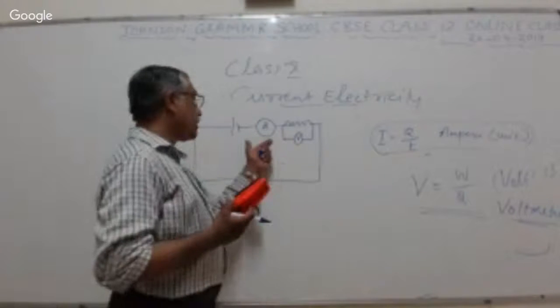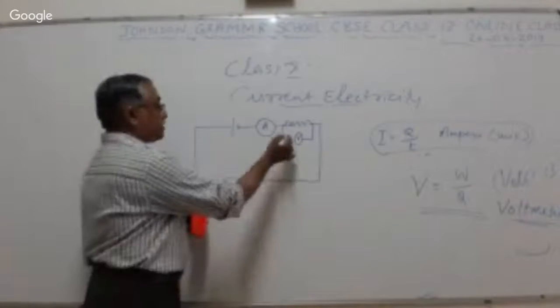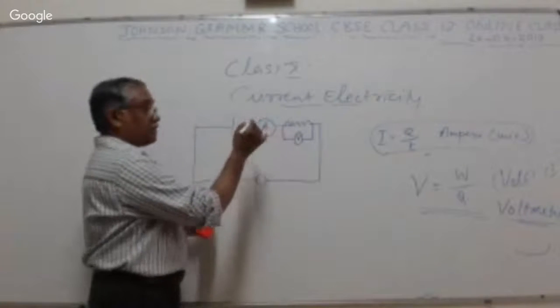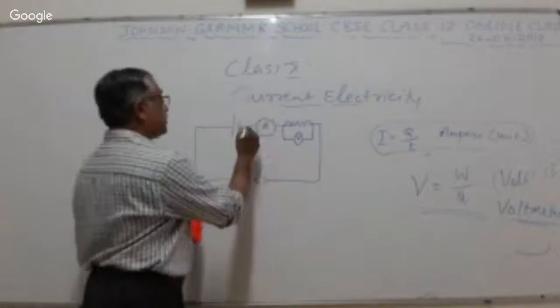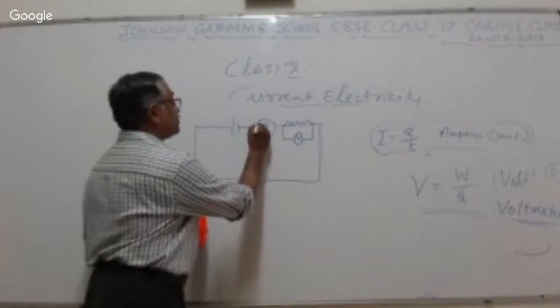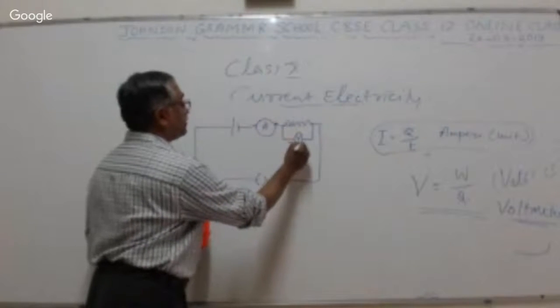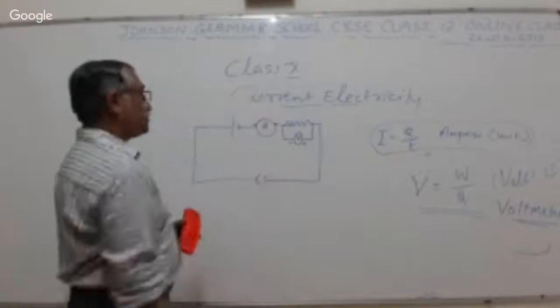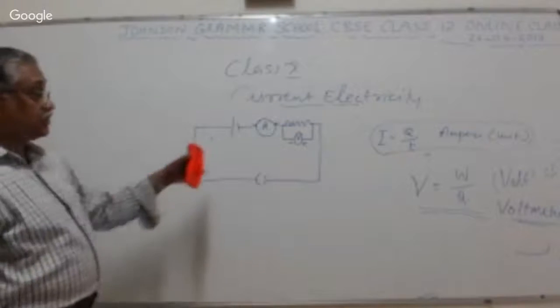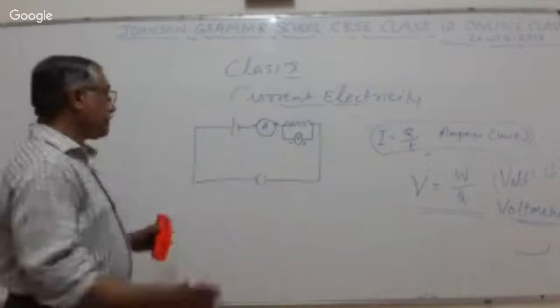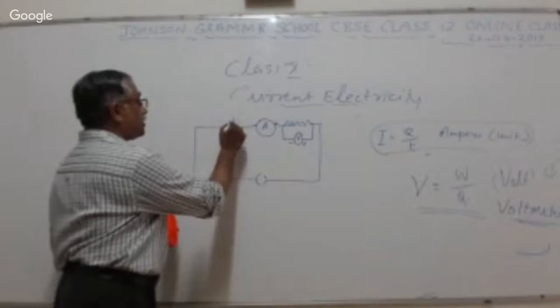How do you connect an ammeter in the circuit? Ammeter and voltmeter also have terminals where you connect. There is a positive terminal and a negative terminal. So you have to see and connect accordingly.